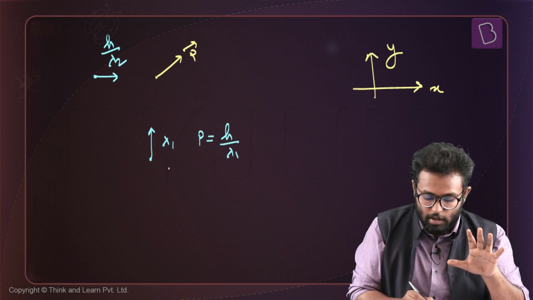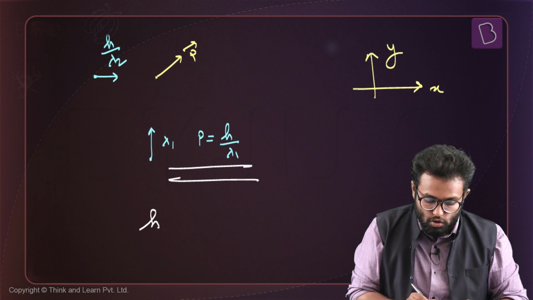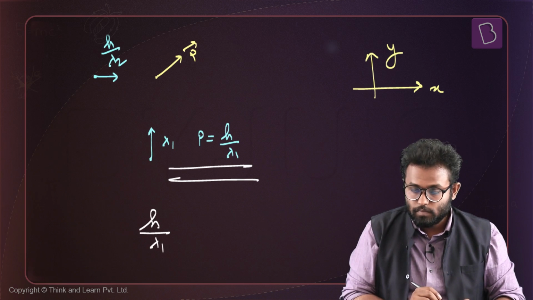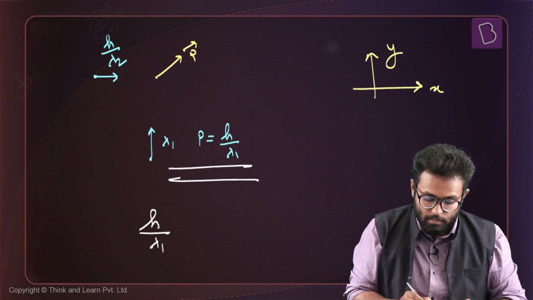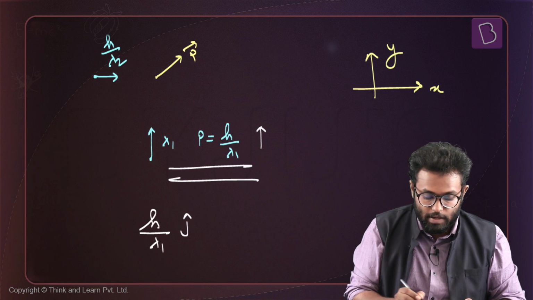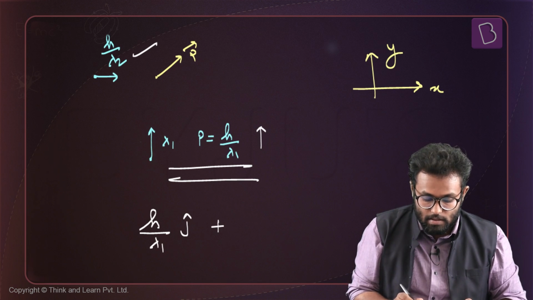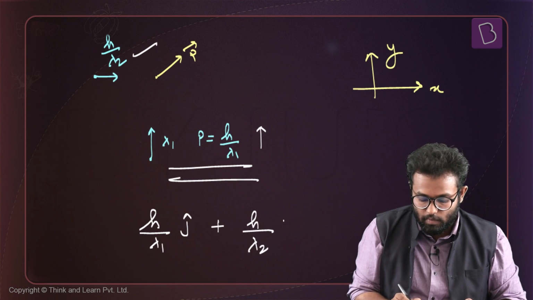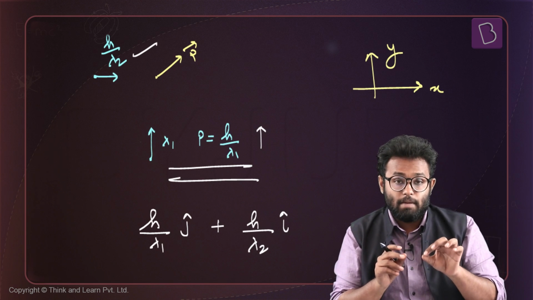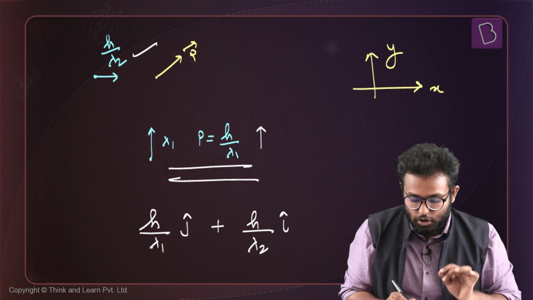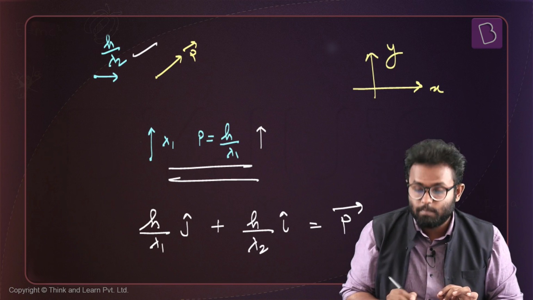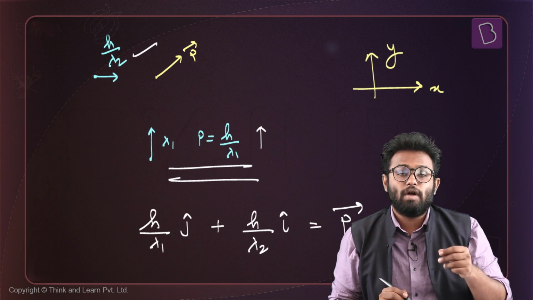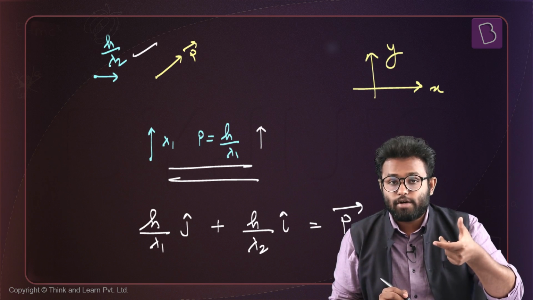So what is the momentum of this one? It is h by lambda 1 times j cap, because it's moving in the upward direction. What's the momentum of this? Plus h by lambda 2 times i cap. This is the net momentum just before collision. This should be equal to the final momentum which they have, p, right? So how would I find the magnitude of the final momentum?